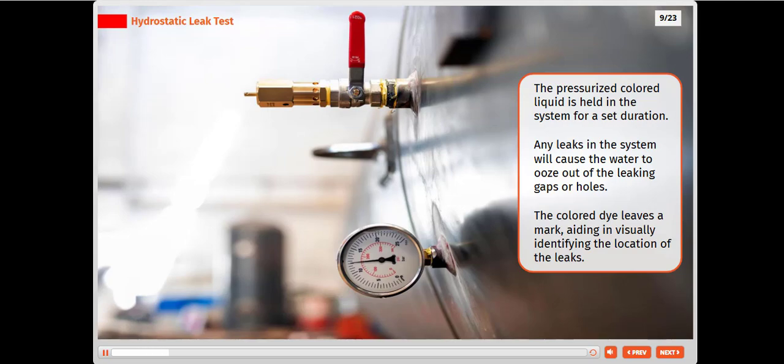The pressurized colored liquid is held in the system for a set duration. Any leaks in the system will cause the water to ooze out of the leaking gaps or holes. The colored dye leaves a mark, aiding in visually identifying the location of the leaks.